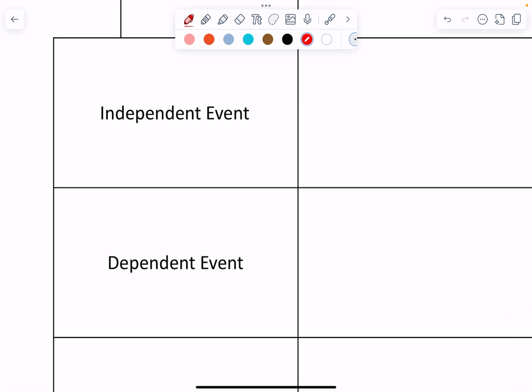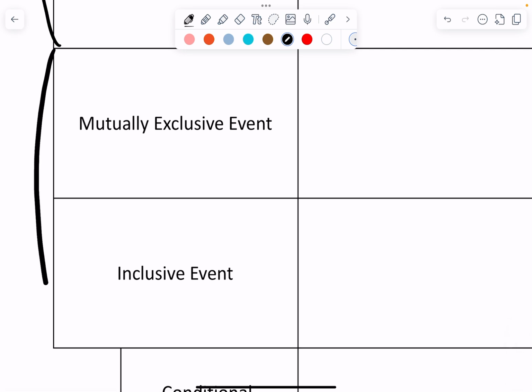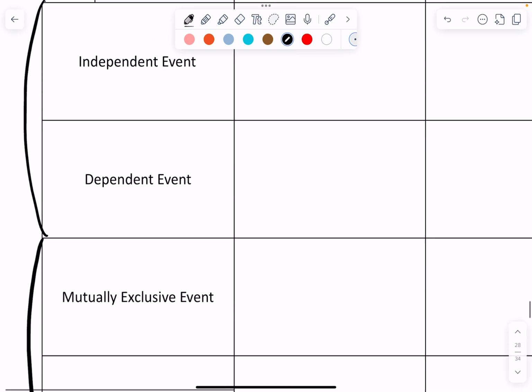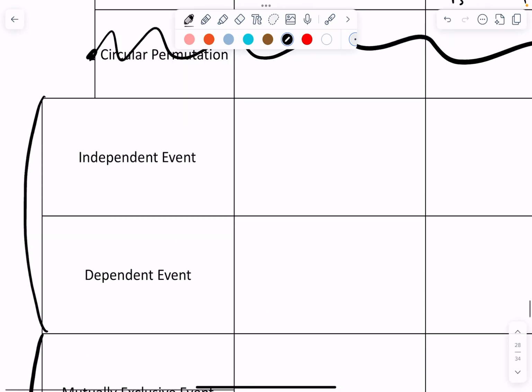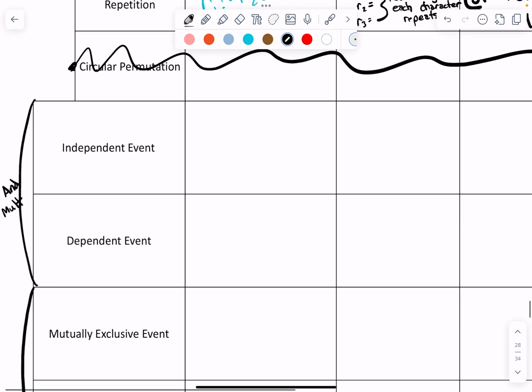Independent versus dependent events. These two go together, and mutually exclusive and inclusive, those two go together. Independent and dependent is when you are doing an and statement, and this is when you are multiplying probabilities. So maybe put that off to the side over here. Independent, dependent, multiplying, the keyword is and. Independent, you are multiplying, and this is the formula that you have. You're taking two fractions and you are multiplying them together.